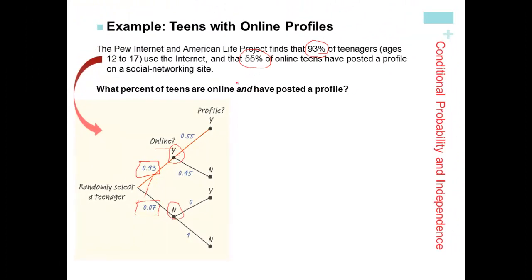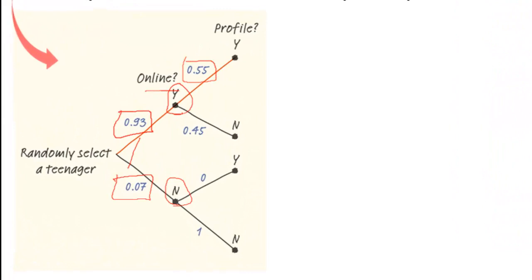From this branch then, of yes, the teen is online, 55% of those online teens posted a profile on social networking sites. So you can see where the 55% goes on this tree diagram. Of those students that are online but do not have a social networking profile, it would be the remaining 45%. These two numbers must add up to 1. Obviously, if a teen is not online, they're not going to have a social profile. So this is why no and no equals 1, and no and then yes for the social profile is 0%.